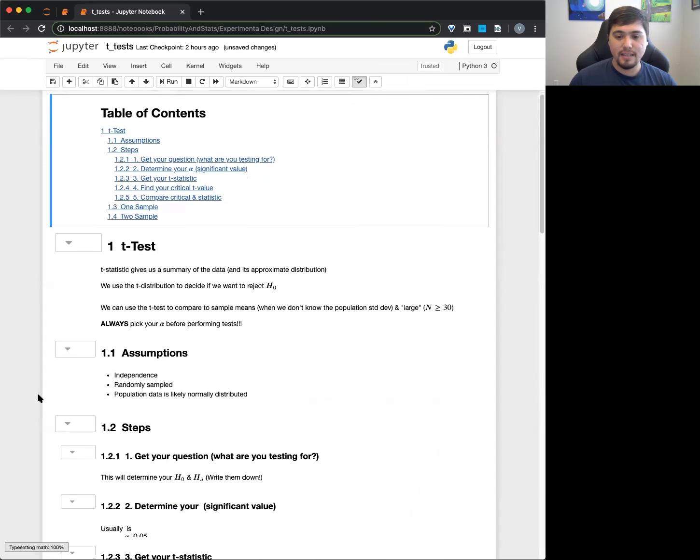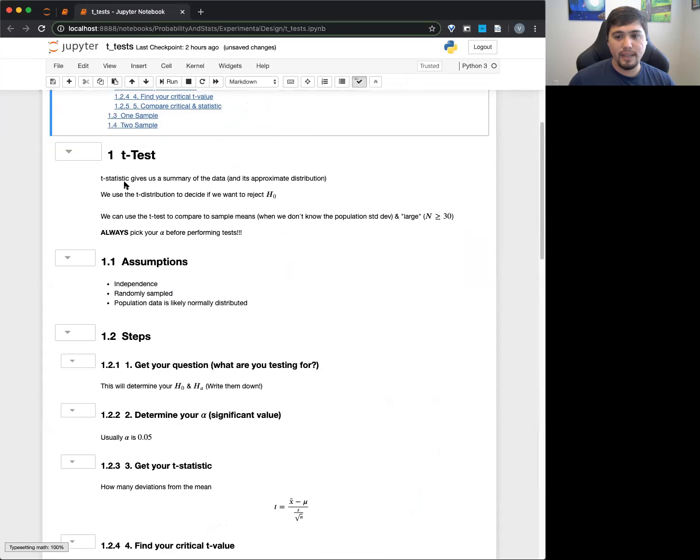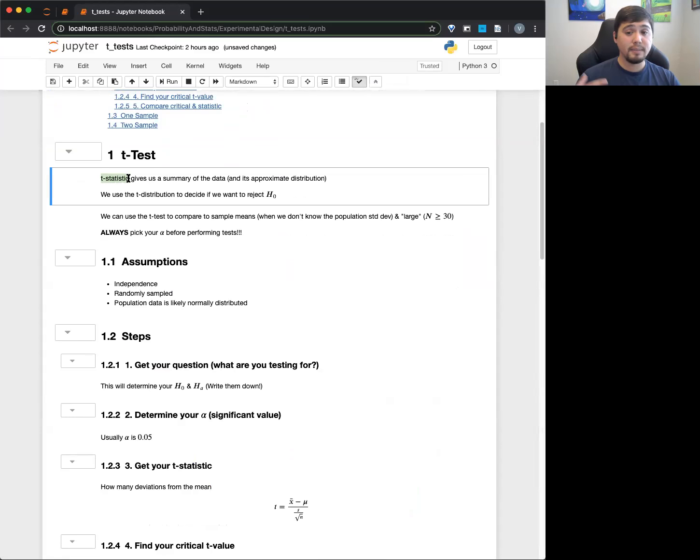So t-tests, I'm not going to go too much into it. Just a quick thing is, it's just like the z-tests. We calculate something called the t-statistic. And with that t-statistic, we determine, should we reject the null hypothesis or do we fail to reject the null hypothesis? Like I said, try to go n greater than 30.